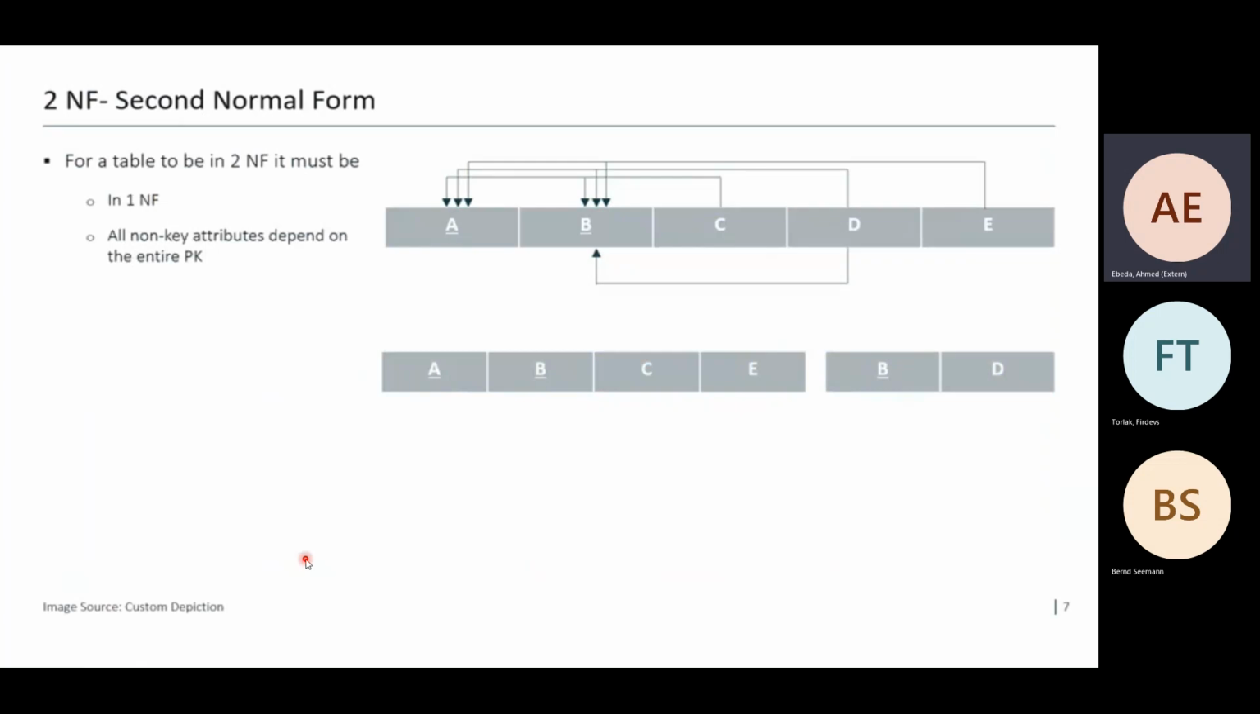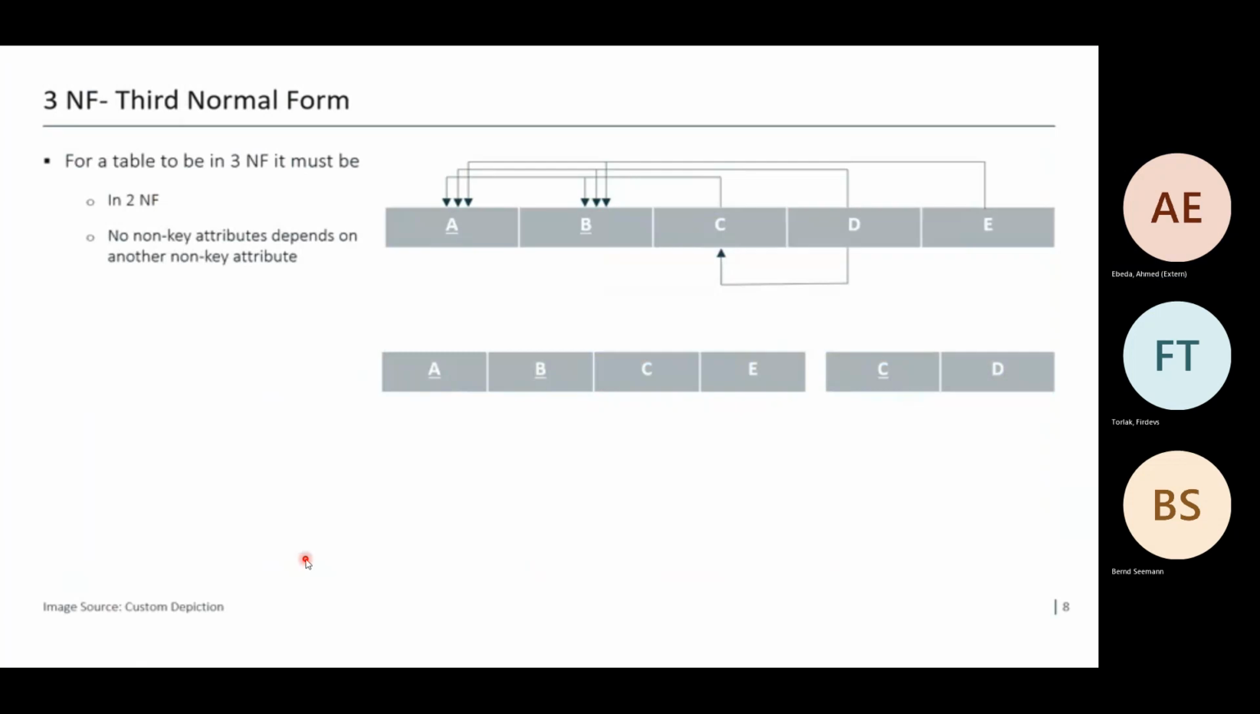And for a table to be in 3NF, it should be in 2NF, and no non-key attribute is determined by another non-key attribute. In this example, you can see that D, a non-key attribute, is determined by C, which is a non-key attribute too. Again, here we split the table into two tables as shown to put it in 3NF.